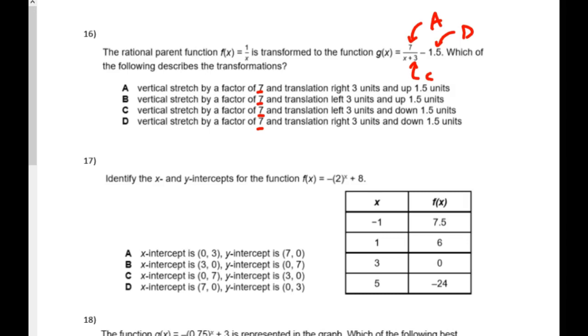Translation to the right or left 3. Remember, C is a liar. So +3 means left 3. Left 3, left 3. And then 1.5 units up or down. Well, that says minus. It's not a liar, so it's down, not up. So it's going to be letter C.